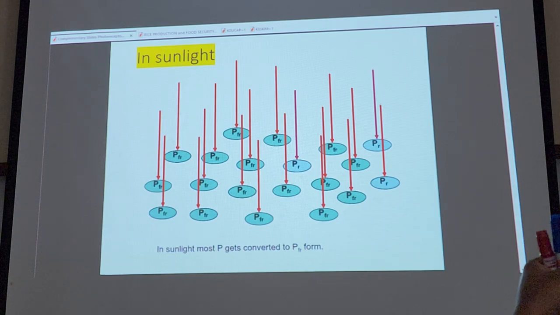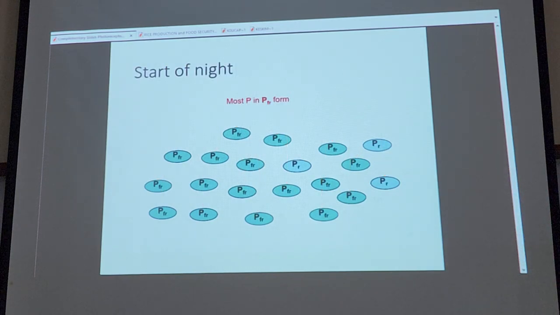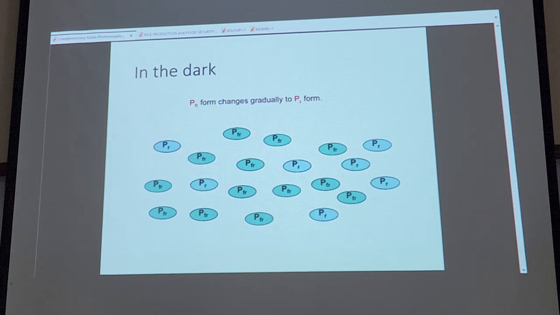So in sunlight, most phytochrome gets converted to the PFR form. During the day, this is what you get, this side of it, so it becomes PFR, the active form of the phytochrome. Then comes the night, you're coming back this side. Now, most will start to change in the dark, gradually from PFR to PR. From this, change to this.